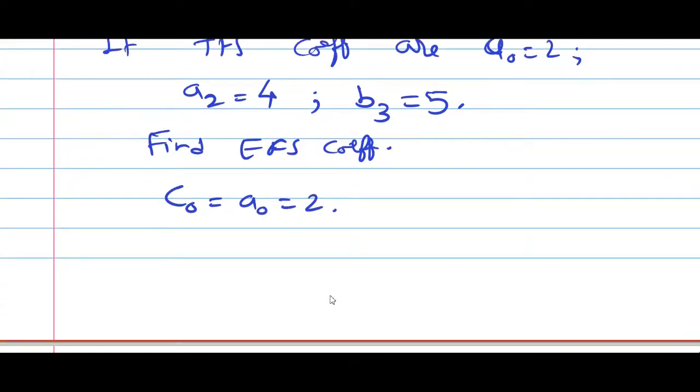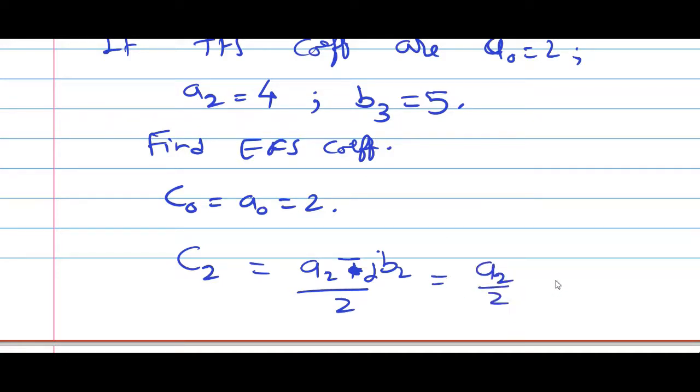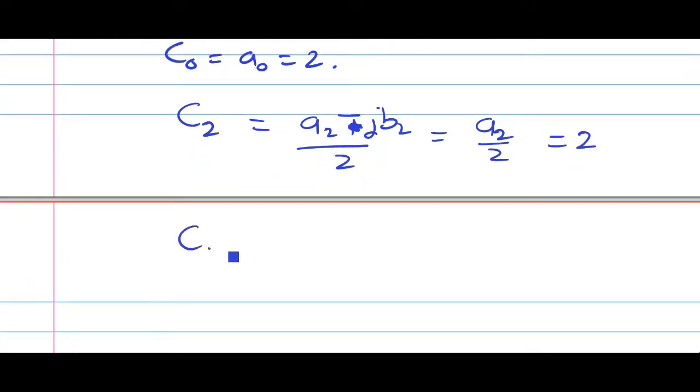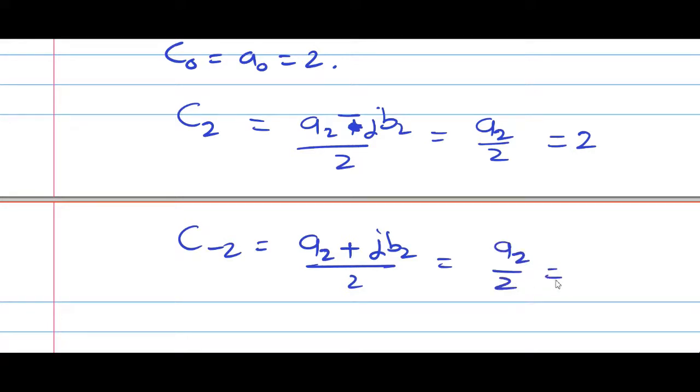Now C2 will be, what will be the formula for C2? A2 minus JB2 divided by 2. But B2 is not given, so take it as 0. So simply A2 by 2. A2 is 4, so 4 upon 2, 2. So C2 is 2. Then the C minus 2 formula will be A2 plus JB2 upon 2. But B2 is not present in the question, so B2 is 0. So A2 upon 2. So that means 4 upon 2, that means 2.